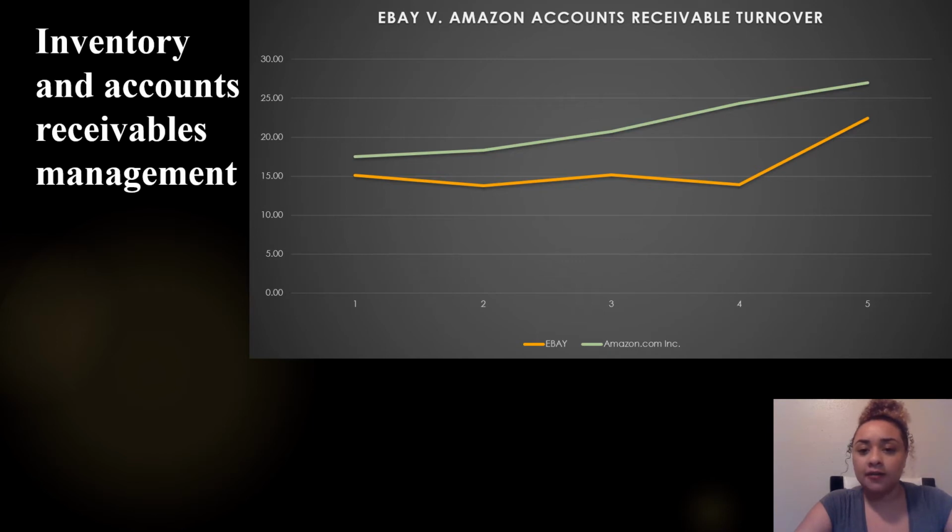eBay seems to have these slopes in the graph where they kind of chop, they go down and then they go up and then they go down and then they significantly shoot up. So there's a little bit of instability there. And then with Amazon, they have a very, very consistent positive correlation with their accounts receivable turnover. So I imagine that they are definitely managing their accounts receivable very, very well, because their slope is very consistent and it is sloping upwards.